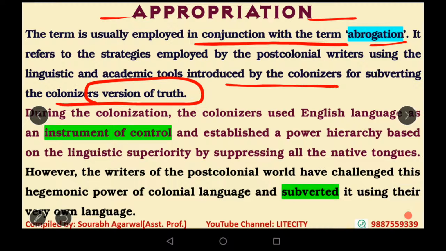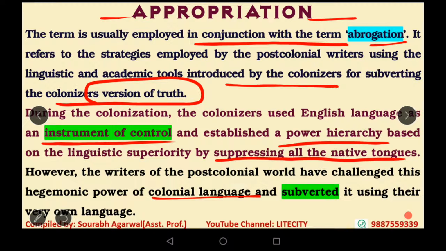Now, once again, looking at the background, during colonization the colonizers used the English language as an instrument of control to set their supremacy, establishing a power hierarchy based on linguistic superiority by suppressing all the native tongues. These native tongues were proved by the European colonizers to be insufficient, uncivilized dictums. But the writers of the post-colonial world have challenged this hegemonic power of the colonial language and subverted it using their very own language. This is, we can say, an ironic treatment of the European or English language.